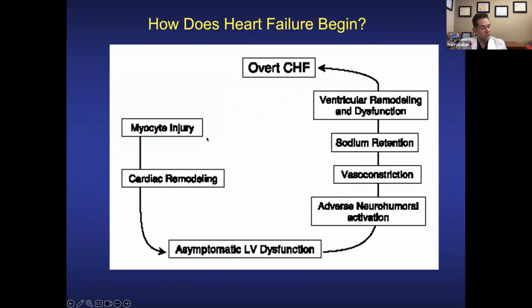Whenever we have our original events, namely the heart attack, the myocyte injury, you have eventually cardiac remodeling, and the cardiac remodeling causes some asymptomatic LV dysfunction. But then you have all the bad actors being triggered, namely the neurohormonal activation, which leads to vasoconstriction, salt retention, volume retention, and then finally you have ventricular remodeling, LV dysfunction, and then finally the patient goes into overt heart failure. So it's a multiple step process, and a lot of times it starts from an initial myocyte injury.